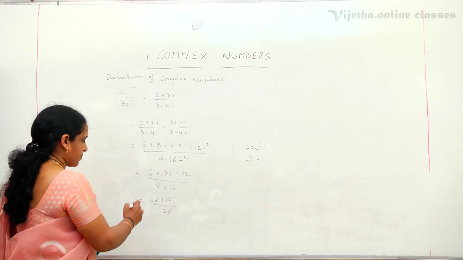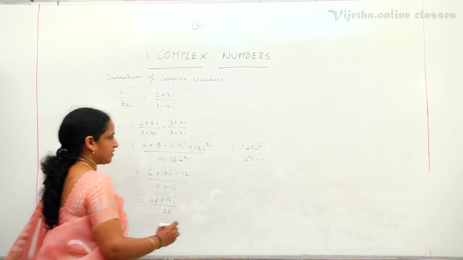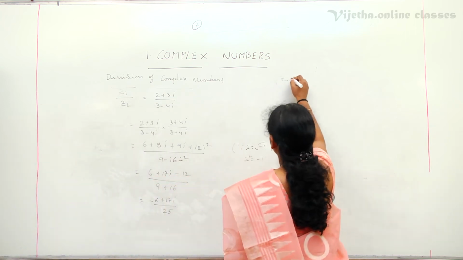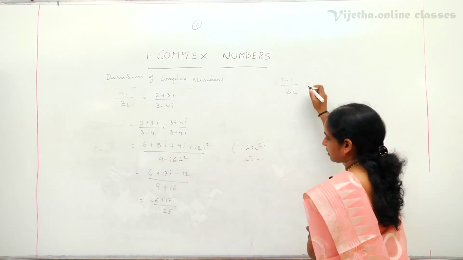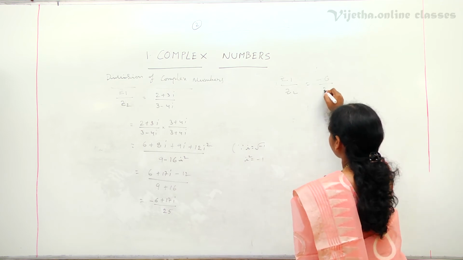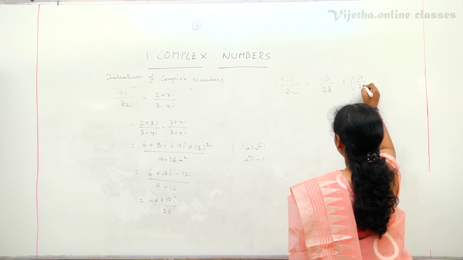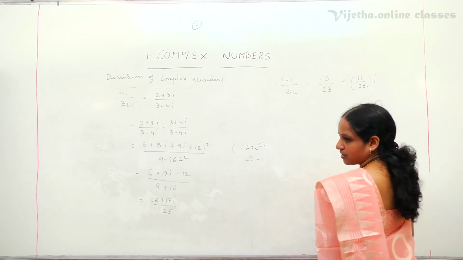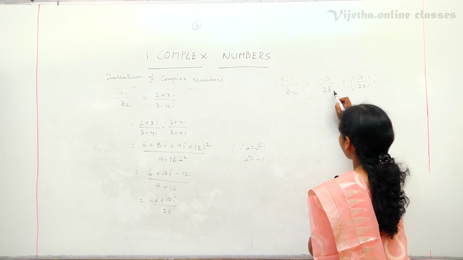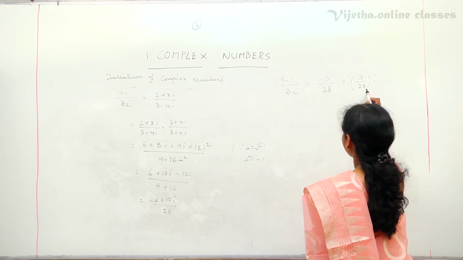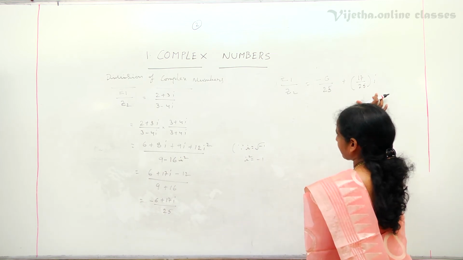Okay. Now separate the fraction. Z1 by Z2 equals minus 6 by 25 plus 17 by 25 into i. Again it is in the complex form a plus bi, real part plus imaginary part.